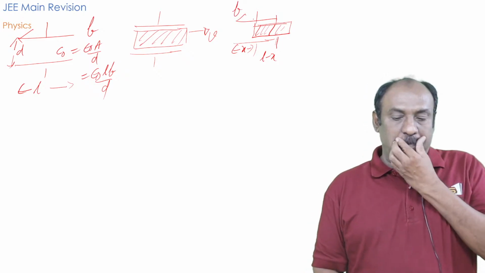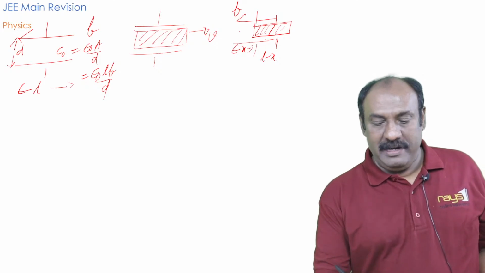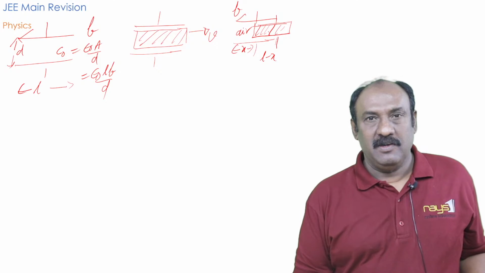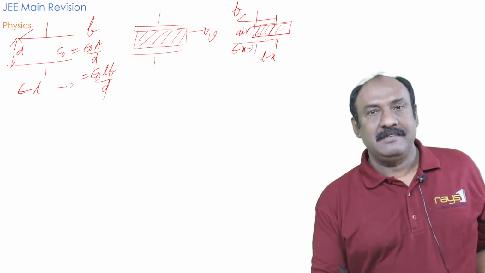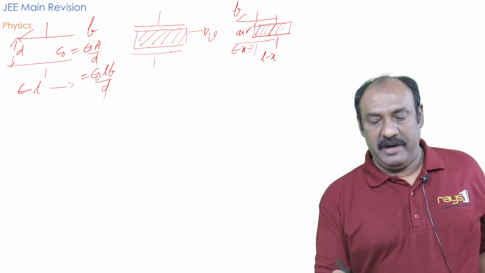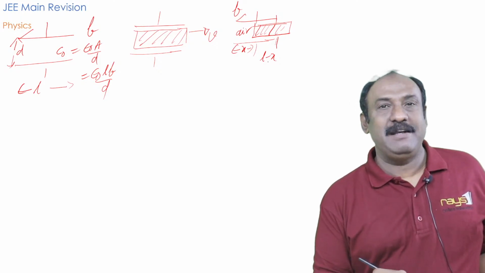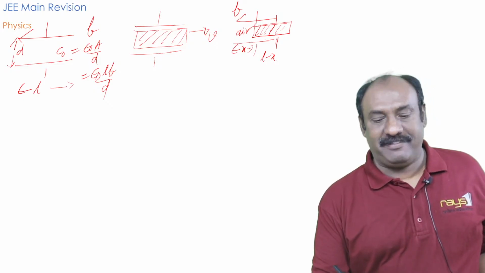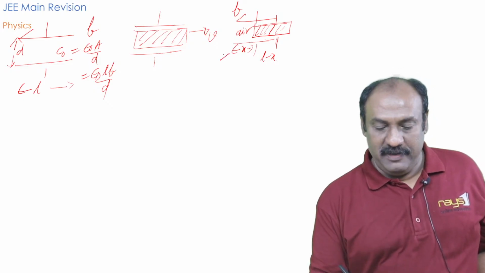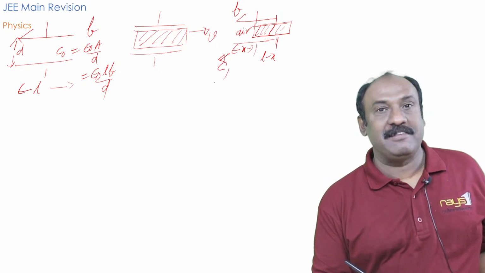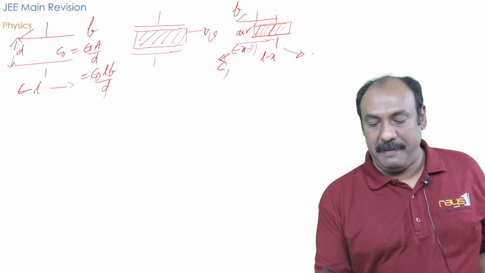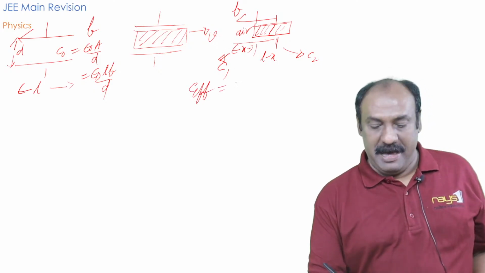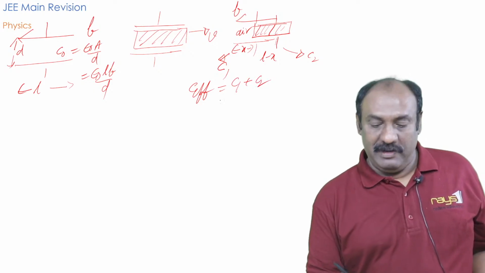Now, at that time, two capacitors are formed. One is an air capacitor, another one is a dielectric filled capacitor. For the air filled capacitor, the length is x. For the dielectric filled capacitor, the length is L minus x. So, these two are connected in parallel. For the air filled capacitor, capacitance is C1. For the dielectric filled capacitor, capacitance is C2. Therefore, since both are connected in parallel, the effective capacitance is C1 plus C2.